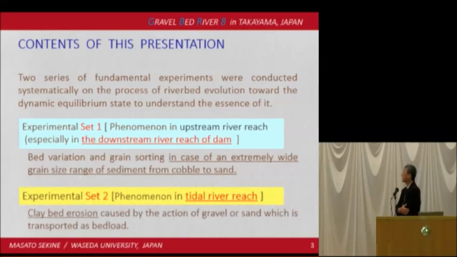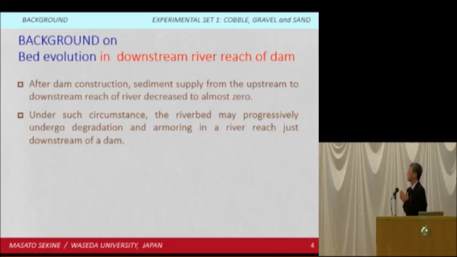And experimental set 2 was about the phenomena in the tidal river reach. Both were separate, but today I would like to show you both experimental results. Background. After dam construction, sediment supply from the upstream to the downstream reach of the river decreases to almost zero at some point.